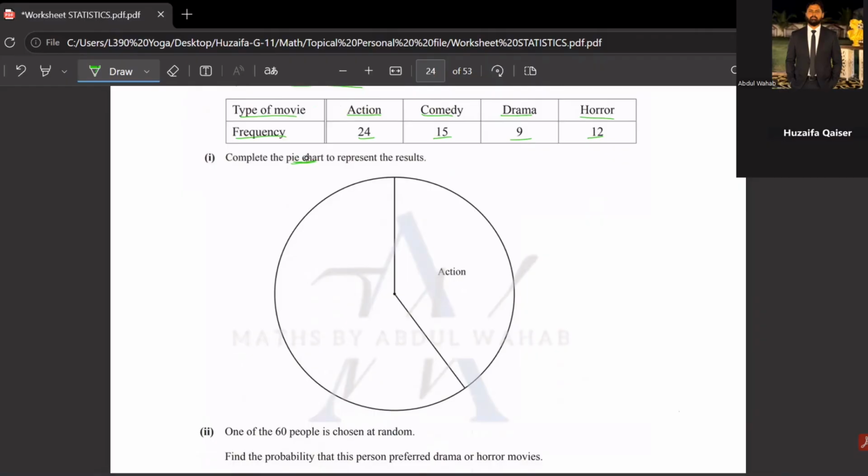Our topic is pie chart. How to complete the pie chart? A pie chart basically represents a circle, and we have studied in the circle properties how to find the sector of the circle, or you can say the area of the sector. So for the sector of a circle, we have the condition.